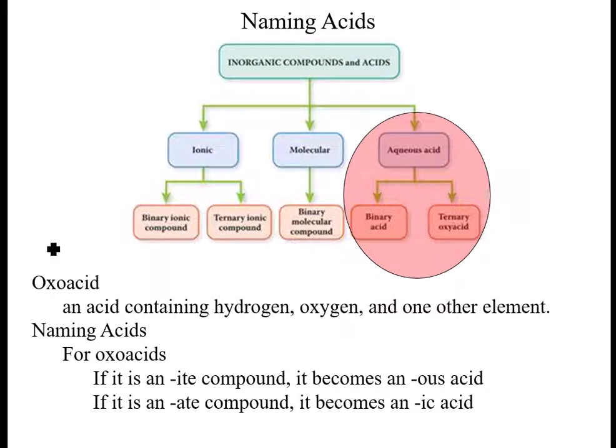The last type of nomenclature that we're going to do is acids. And acids fall into two categories, a binary acid and a ternary oxo acid. Again, the oxo refers to the fact that there's an oxygen as part of it. So an oxo acid has hydrogen, oxygen, and one other element. So for naming the oxo acids, if it is an ite compound, what does that mean?